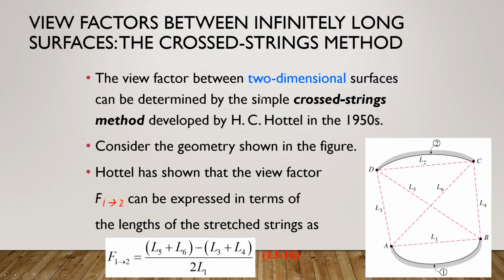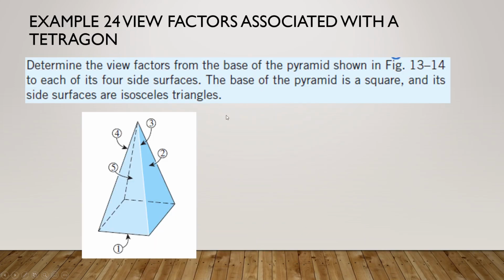Okay, after this we will find the rate of radiation. So we go to the example. This is example 24, view factors associated with a tetragon. Determine the view factors from the base of the pyramid shown in figure 13.14 to each of its 4 side surfaces. The base of the pyramid is a square, and its side surfaces are isosceles triangles. So how to solve this?